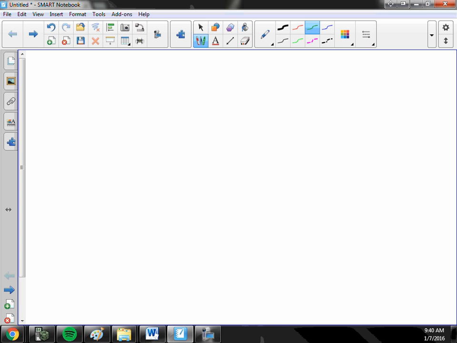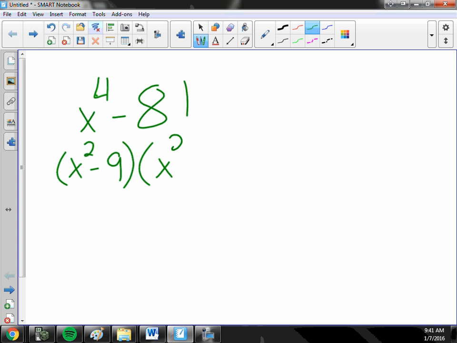What if I had x squared, nope, that's not x squared, that's x to the 4th, thank you. X to the 4th minus 81. Is that a difference of squares? It could be written as a difference of squares. Is x to the fourth a perfect square? X squared and x squared. Is 81 a perfect square? Yes. So it's actually x squared minus 9 and x squared plus 9.